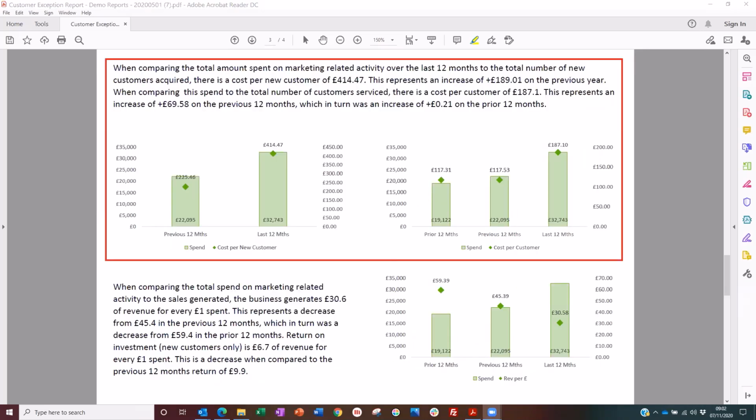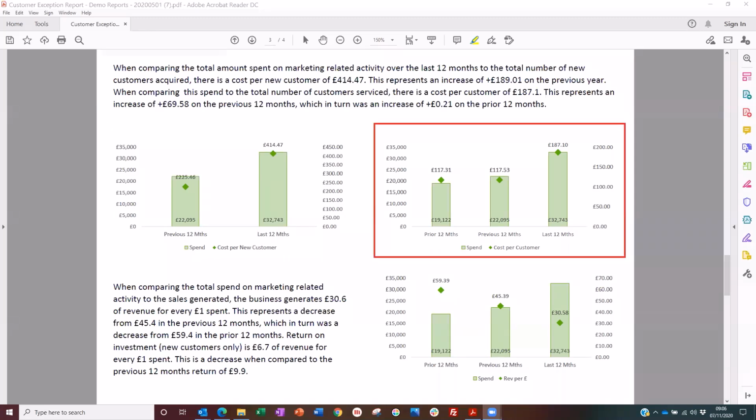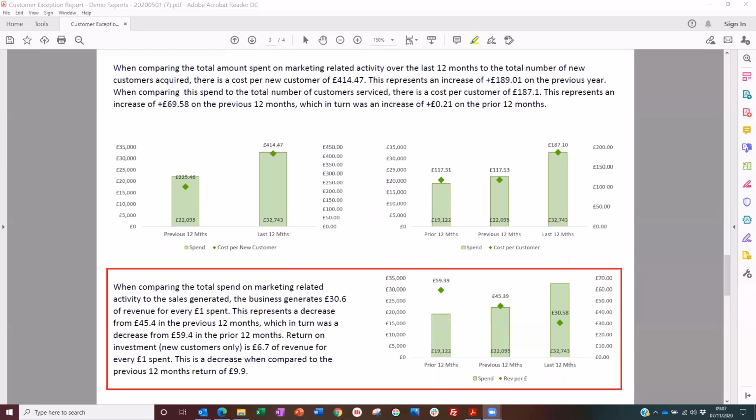The marketing-related expenditure is then compared to our customer base. Marketing-related expenditure is divided by the total number of new customers acquired to provide us with a cost per new customer. The same number is then divided by total customers in each of the last 3 years to provide us with a cost per customer. Finally, we compare this expenditure to the sales generated in each of the last 3 years to identify the revenue generated for every pound of marketing-related expenditure.